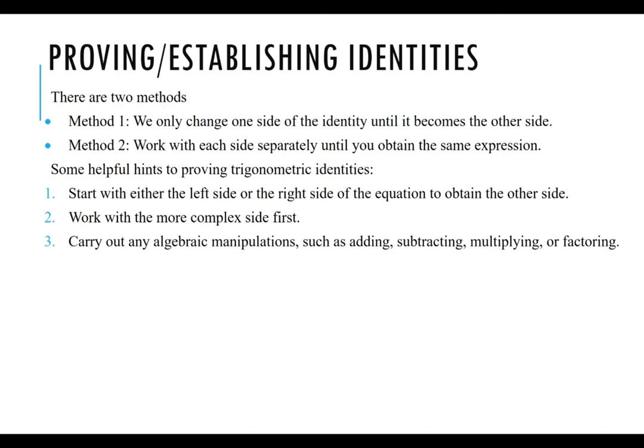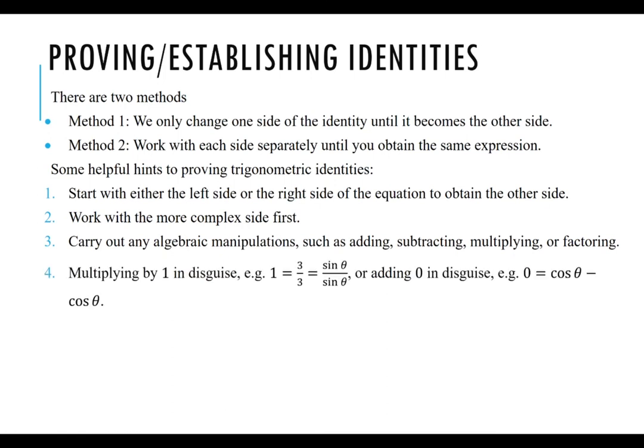Carry out any algebraic manipulations such as adding, subtracting, multiplying, or factoring. Sometimes you have to multiply, sometimes you have to factor, so simplification or unsimplification may be necessary. Sometimes there's a trick of multiplying by 1 in disguise. Now remember, we can write 1 an infinite number of ways, such as 3 over 3, or sine of theta divided by sine of theta, or any other trig identity divided by any other trig identity, and so you might have to multiply by 1 in disguise.